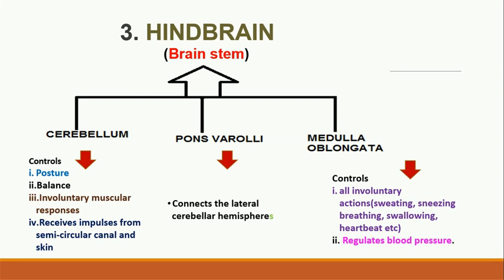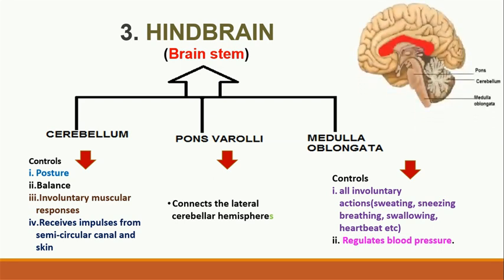It's made up of 3 different parts: the cerebellum, the pons varolii, and the medulla oblongata. Looking at the functions of all of these, we start by looking at cerebellum. The cerebellum controls posture, balance, involuntary muscular responses, and also receives impulses from the semicircular canal and the skin, meaning that the cerebellum and the semicircular canal of the ear are responsible for controlling balancing.